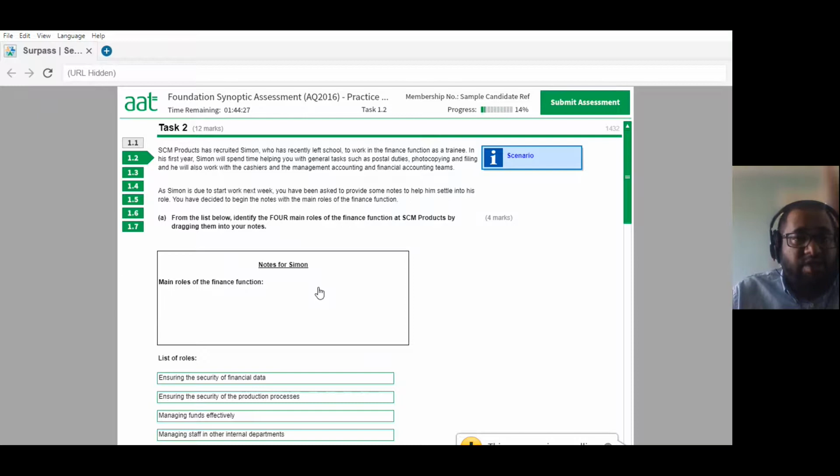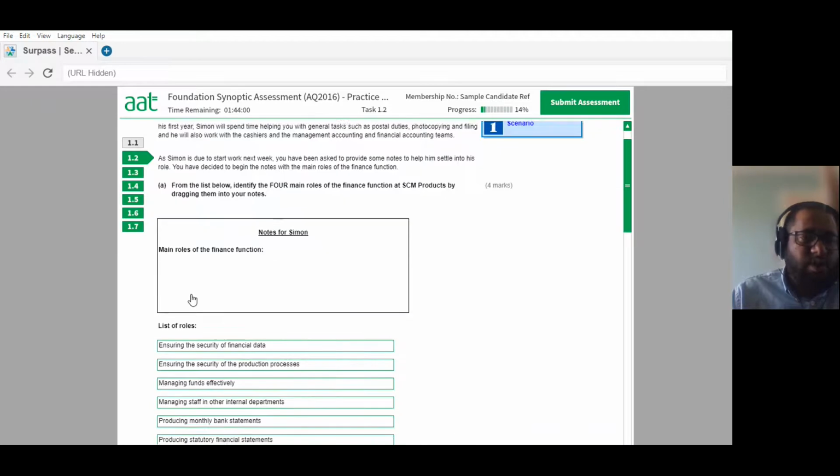In his first year, Simon will spend time with you, some time helping you with general tasks such as postal duties, photocopying, filing, and he will also work with the cashiers and the management accounting and financial accounting teams. As Simon is due to start work next week, you have been asked to provide some notes to help him settle into the role. You have decided to begin the notes with main roles of finance function. So what do you need to know about finance function?